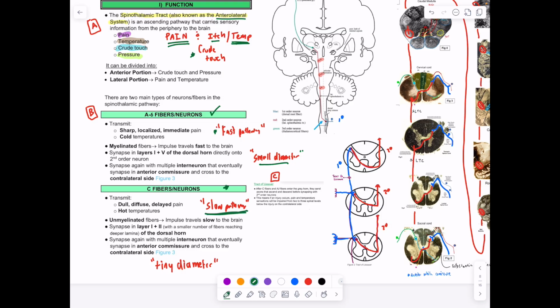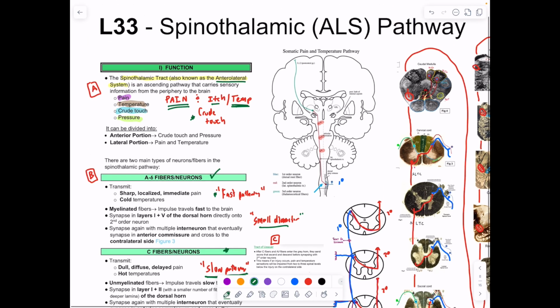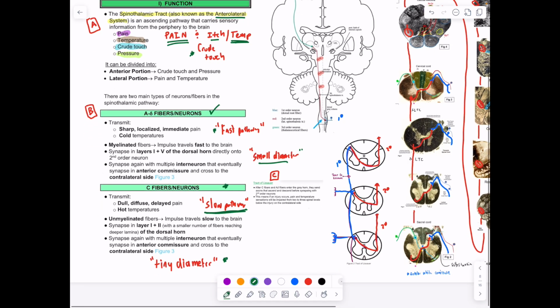They're unmyelinated with a very tiny diameter, all right? But the basic idea is that the spinothalamic tract is going to take pain, itch and temperature, and cold, touch, okay?